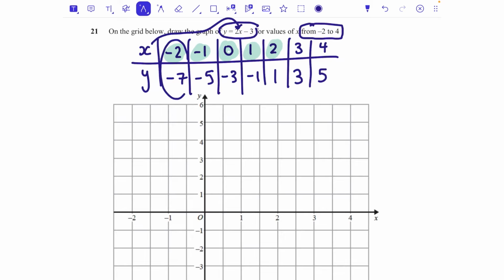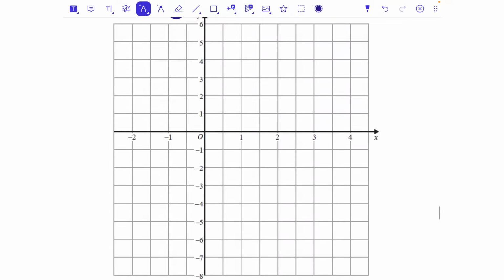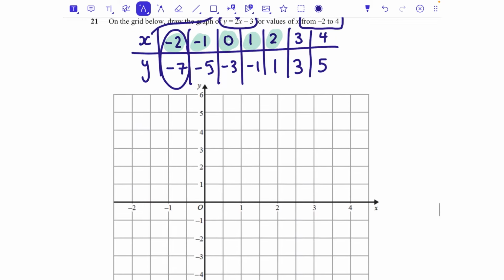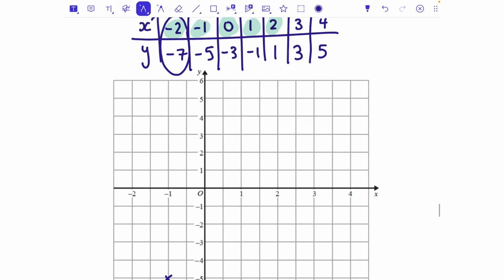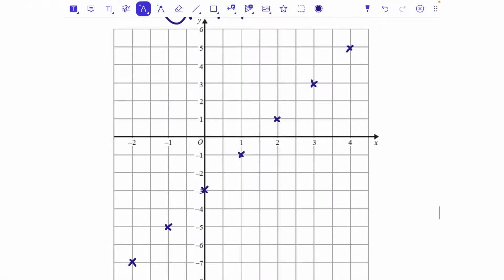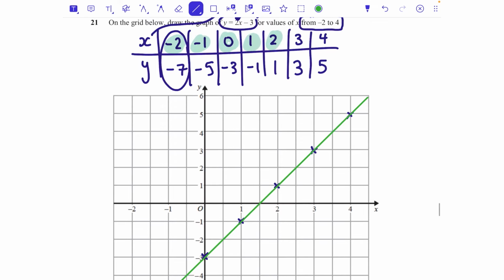And now each of these is a coordinate that lies on the line. So minus 2, minus 7, that's down here. Minus 1, minus 5, that's there. 0, minus 3 is there. 1, minus 1 is there. 2, 1 is here, 3, 3 is here, and 4, 5 is here. And then we're just going to join that up with a nice straight line going through all of those points. And that is the line y equals 2x minus 3.